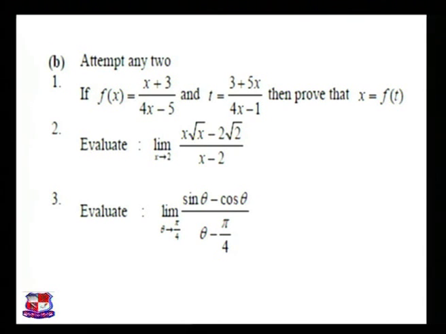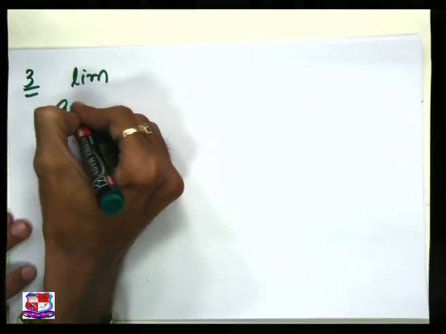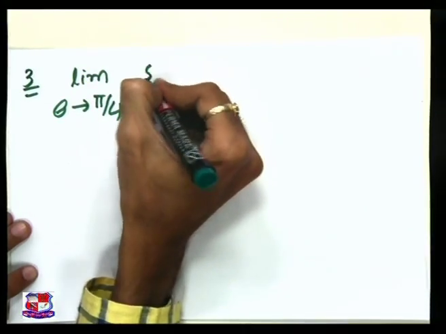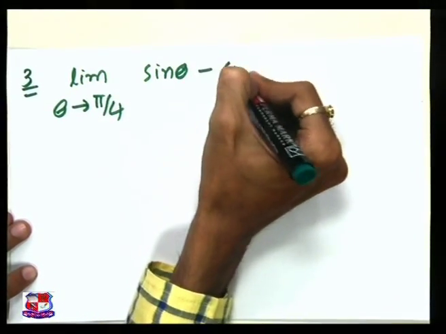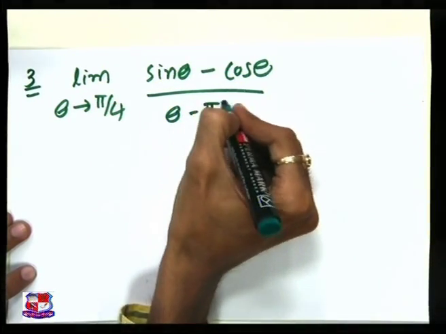Let us move to the third question of 2B, which is here we want to evaluate the limit theta tends to pi by 4, sin theta minus cos theta upon theta minus pi by 4.